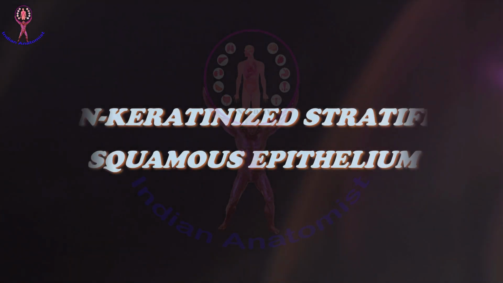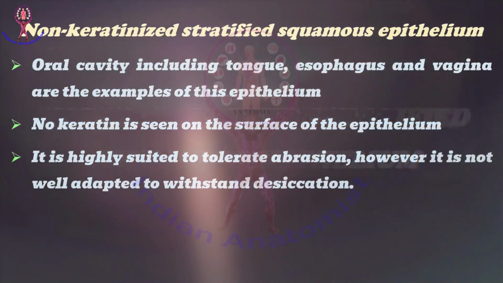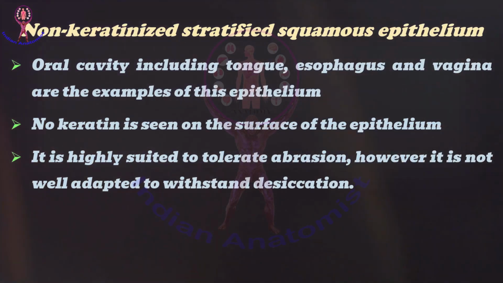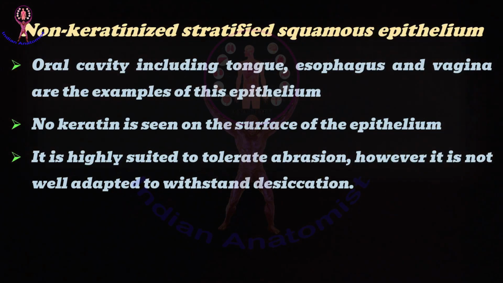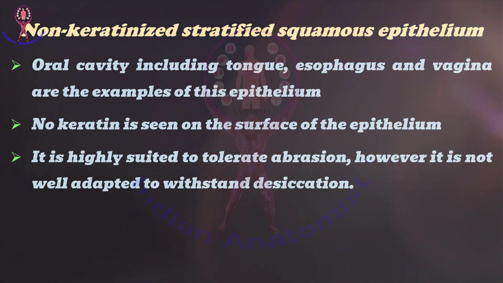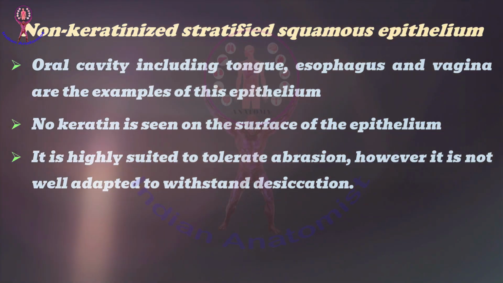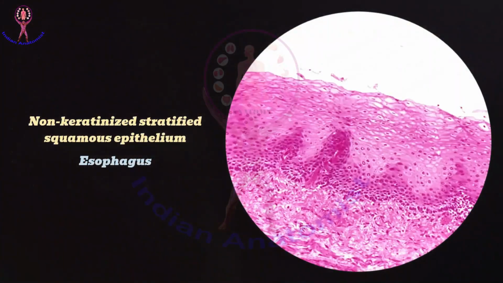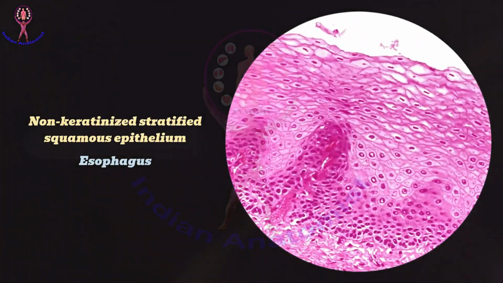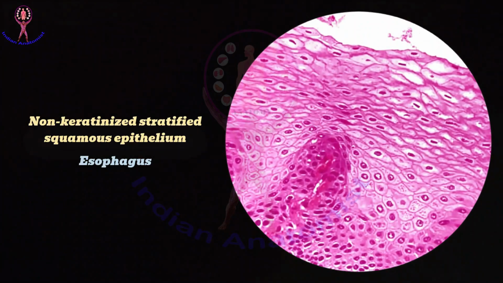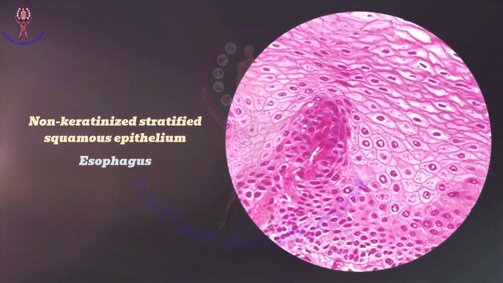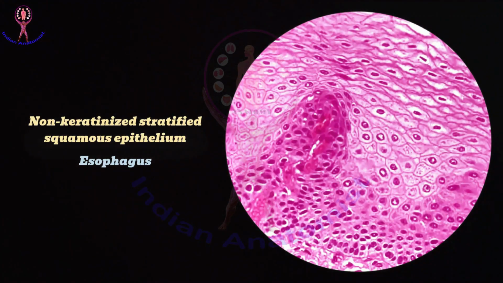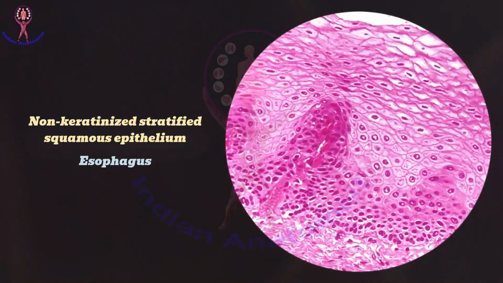Now, a discussion about the non-keratinized stratified squamous epithelium. This epithelium covers the tongue, esophagus, and vagina. It withstands abrasion, but not desiccation. This microscopic slide shows the esophagus at 5 to 40x. A well-established stratified squamous epithelium lines its lumen without keratin. Compared to keratinized stratified squamous epithelium, it is less protective.